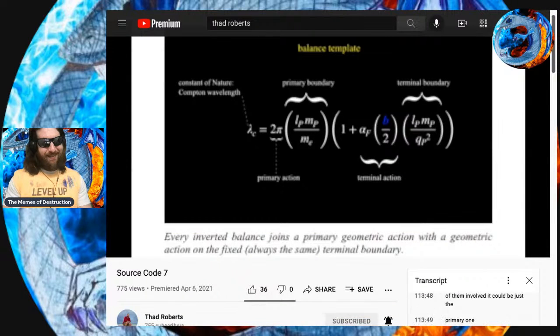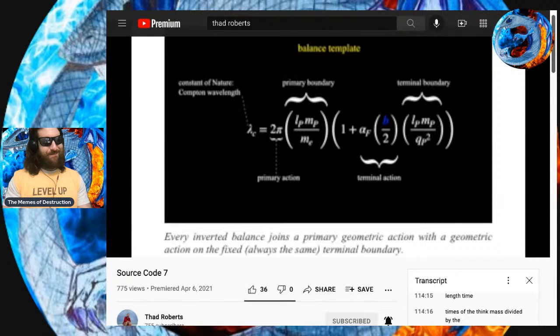Okay. There's going to be some geometric primary action. In this case, when we have the Compton wavelength as our template, the primary action is just 2 pi. It's pretty easy to interpret geometrically. Two circles, the boundary of that, or one circle is playing on a map. Length times the Planck mass over the mass of the electron. Now, there's a lot of electrons released. The boundary, of course, is always the Planck length times the Planck mass divided by the Planck charge squared.